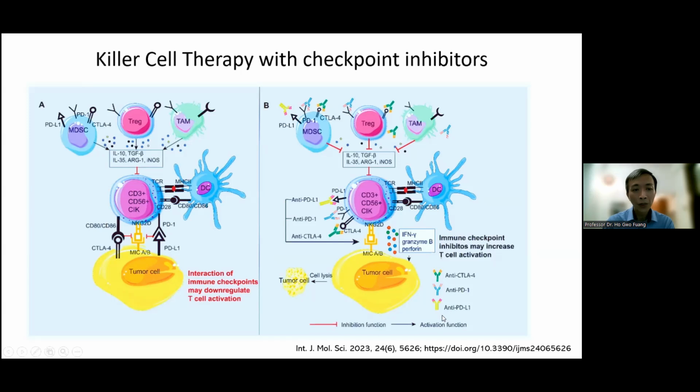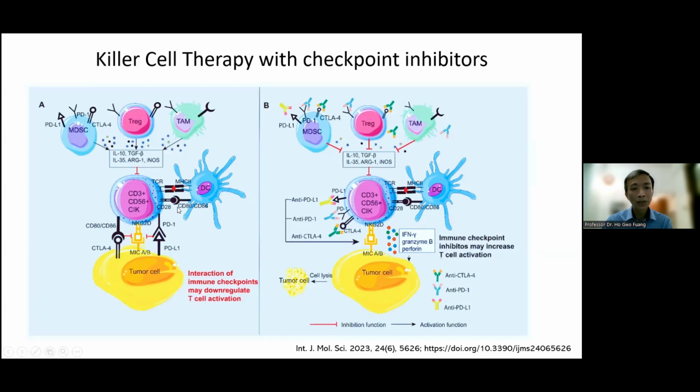What about partnering with the checkpoint inhibitor that we use frequently? So these are the immune suppressor cells, myeloid-derived suppressor cells, T regulatory cells. They produce IL-10, TGF beta, nitric oxide, those kind of things, arginine, to inhibit the T cell. The dendritic cell, via the MHC restriction and the co-stimulator CD80, CD28 interaction, will activate the T cells.